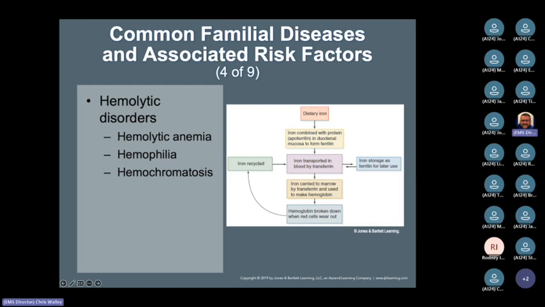Hemophilia is an inherited disorder characterized by excessive bleeding. One of the blood clotting proteins necessary for blood coagulation is completely absent. Hemochromatosis is an inherited disease in which the body absorbs more iron than it needs.